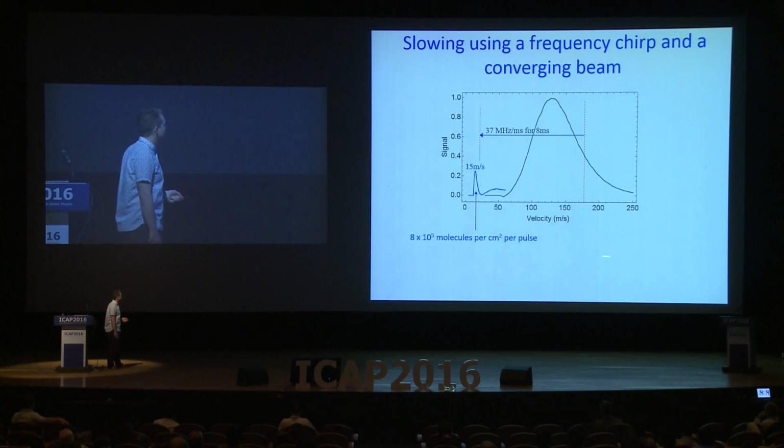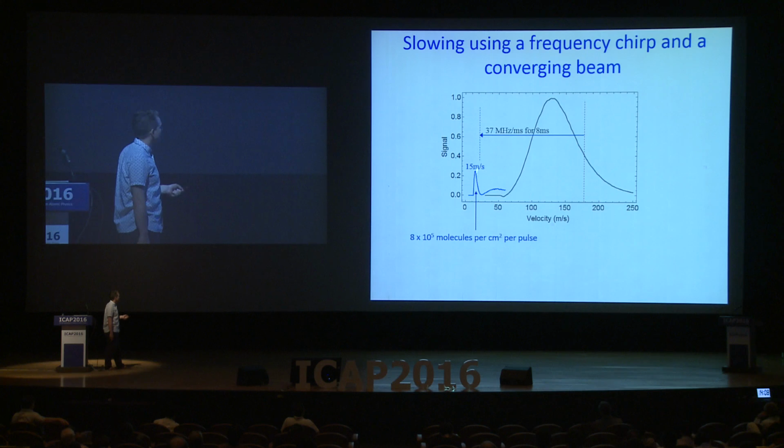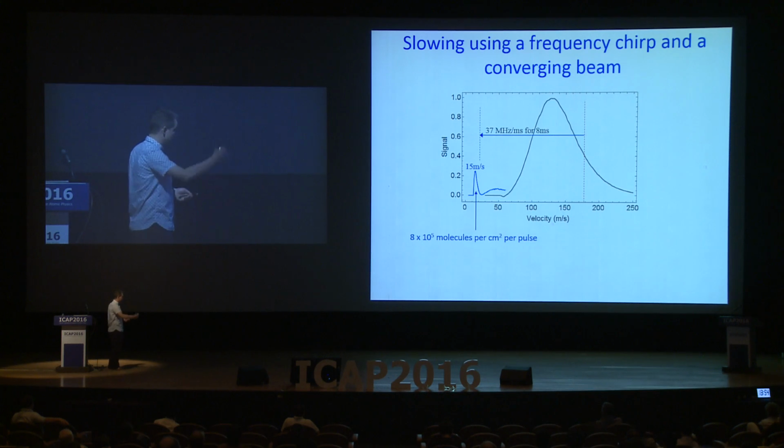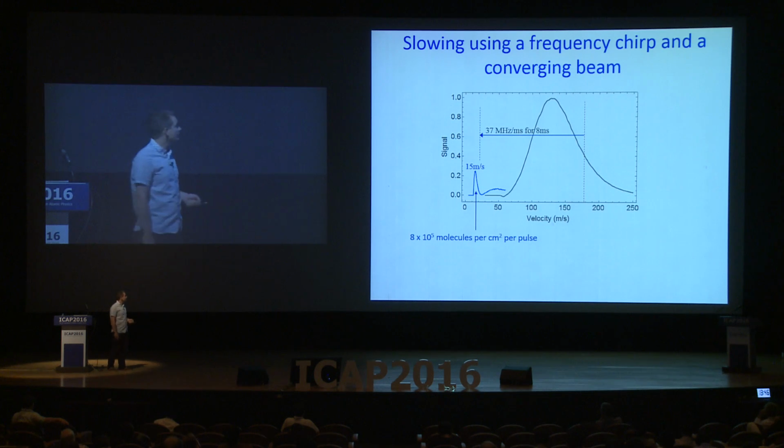So here's some data where, using this converging beam and increasing the frequency chirp further, we were able to slow molecules down to 15 meters per second. And this bunch of molecules here contains 8 times 10 to the 5 molecules per square centimeter per pulse, passing through the plane of our detector. This velocity, 15 meters per second, we think is low enough to be able to capture into a magneto-optical trap. And so now I'll say a little bit about that.